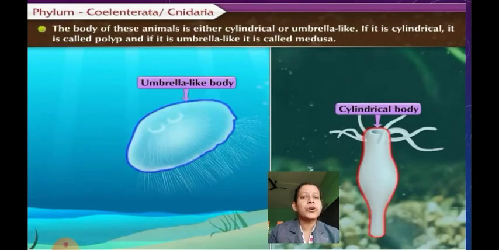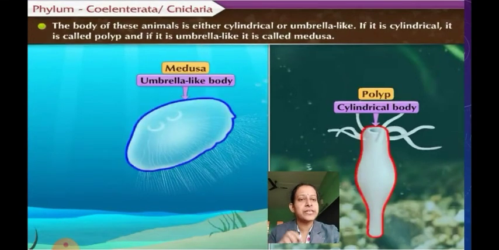Now, the body of these animals is either cylindrical in shape or maybe umbrella shaped. You can see an umbrella-like body in the case of a jellyfish, whereas a cylindrical shape is there for hydra. So the umbrella-like body is also called Medusa and the cylindrical body is called Polyp. Remember these words. These are some new words you have to learn. So these are key words. Medusa means umbrella-like, Polyp means cylindrical.